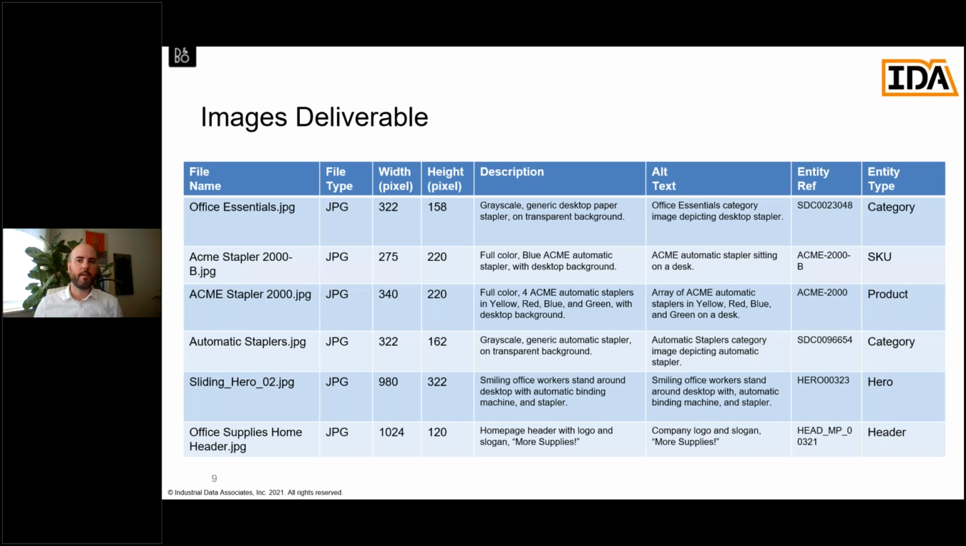which is that images can have a lot of different functionalities. So here you could have a category image, a SKU image, a product image, a hero image, which is sort of web speak for an image that goes across the top of a website, as well as a header, which also would kind of go across the top of a web page.